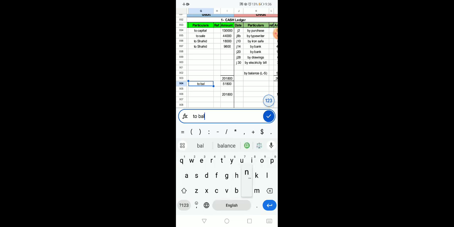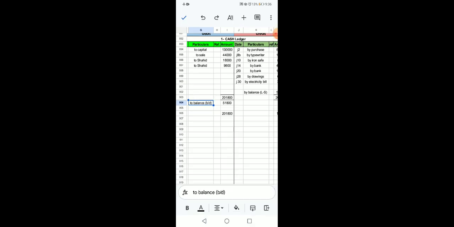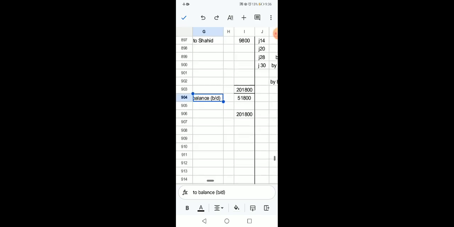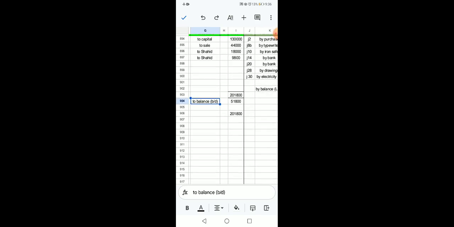Since you are bringing it down, for reference what will you write? To balance, but beside this to balance you will write BD. BD means brought down. You have brought it downside. That is why this balance is called brought down. The purpose of making the ledger was to calculate balance brought down. It means everything about this ledger has been completed. So mark it as done with the help of a line. You will put a closing line when any ledger is completed.